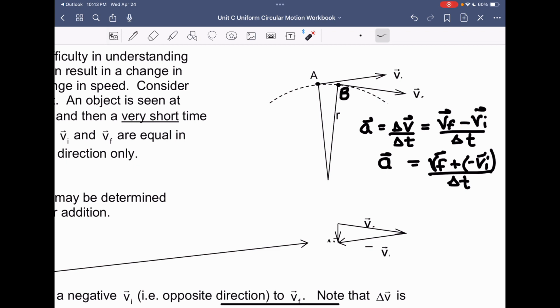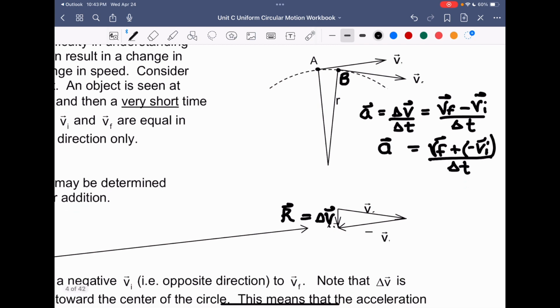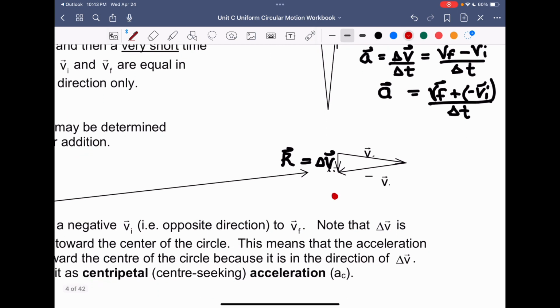By tip to tail vector addition, if I put a positive Vf in the positive direction, and then I take my negative Vi, and add it from tip to tail, I get some sort of change in velocity heading in this south or towards the middle direction. So the change in velocity is this resultant. From our previous unit, we often called this the resultant vector, but in this case, it's defined as the change in V. The change in V is heading towards the center of the circle.